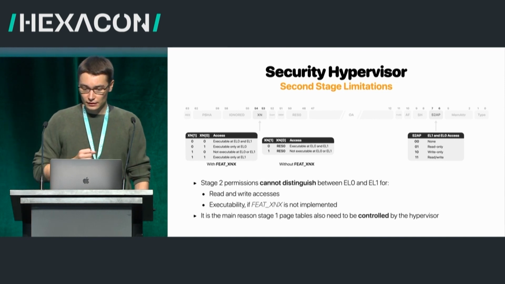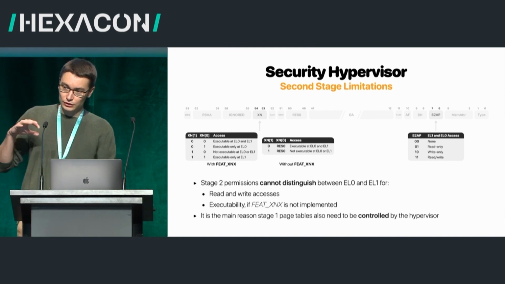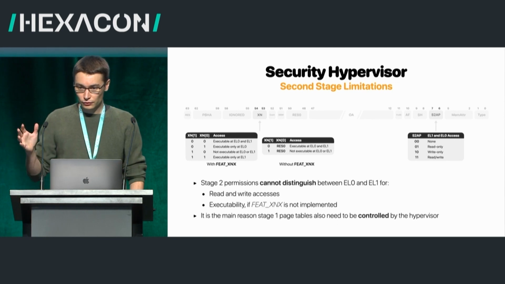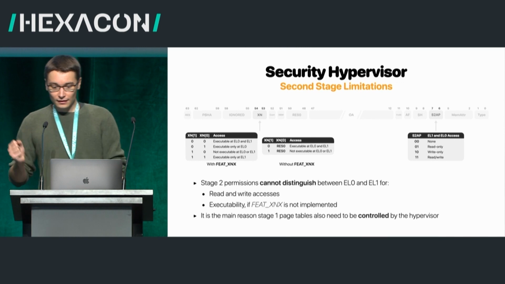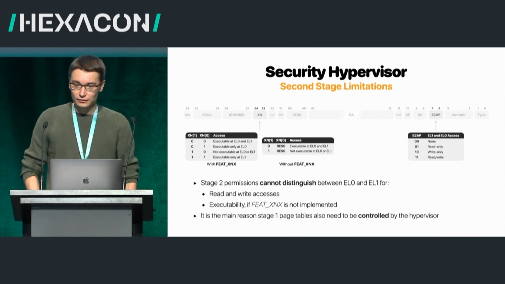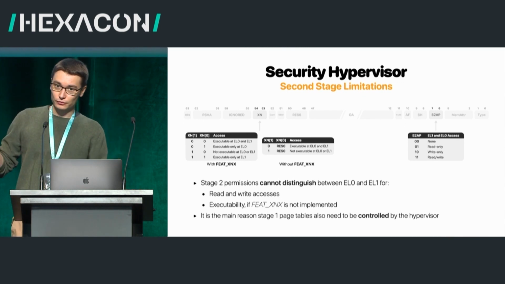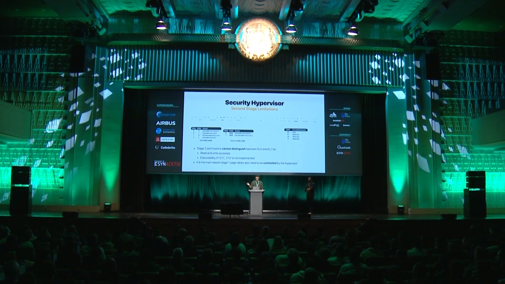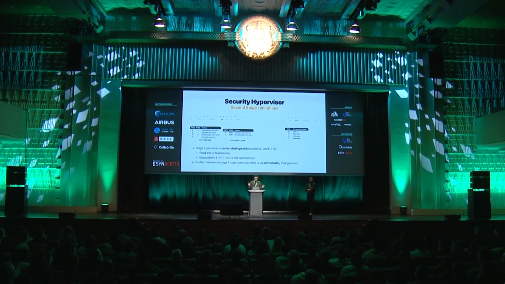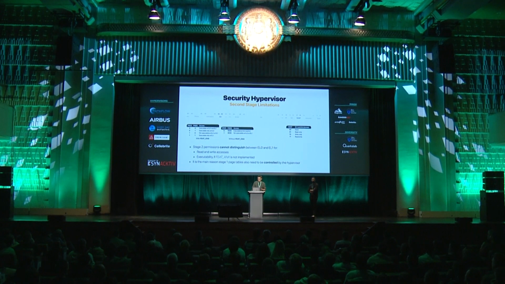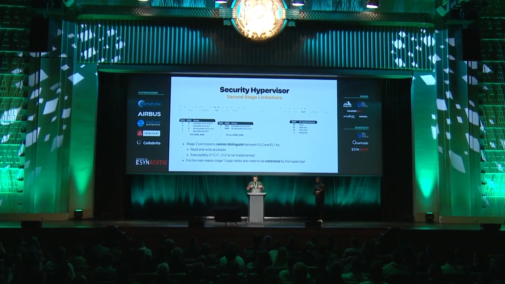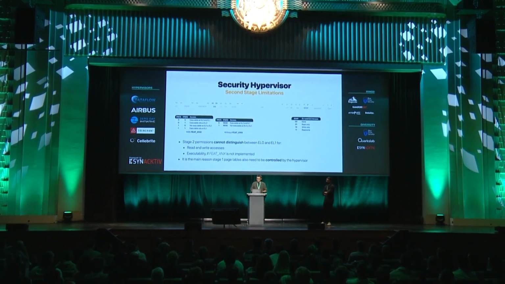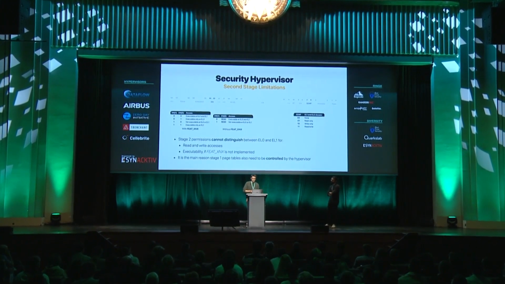Now, the second field is the S2AP, which controls if memory is writable and/or readable. And as you can see in its definition, the same permissions apply to both EL0 and EL1 accessors. So to recap, because the stage 2 doesn't allow distinguishing between EL0 and EL1, that's why their security hypervisor needs to stay in control of the stage 1 page tables too.